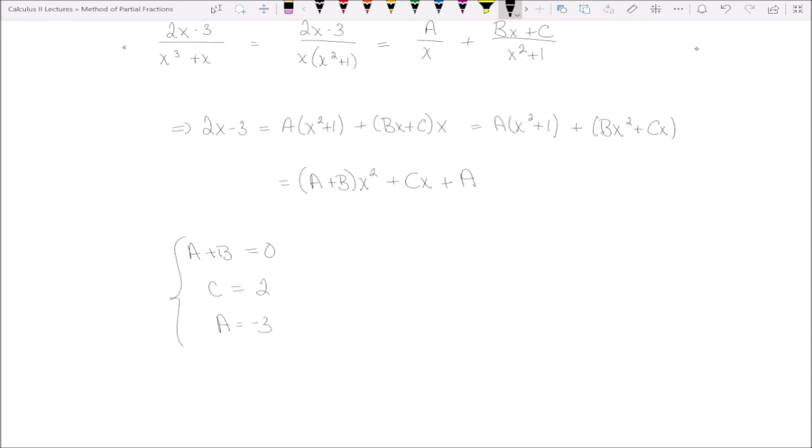Now this doesn't require use of a CAS. This is a very simple system to solve. We're already told that a has to be negative 3. We're told that c has to be 2. So negative 3 plus what is 0? Well, that's 3. So we get b has to be 3.